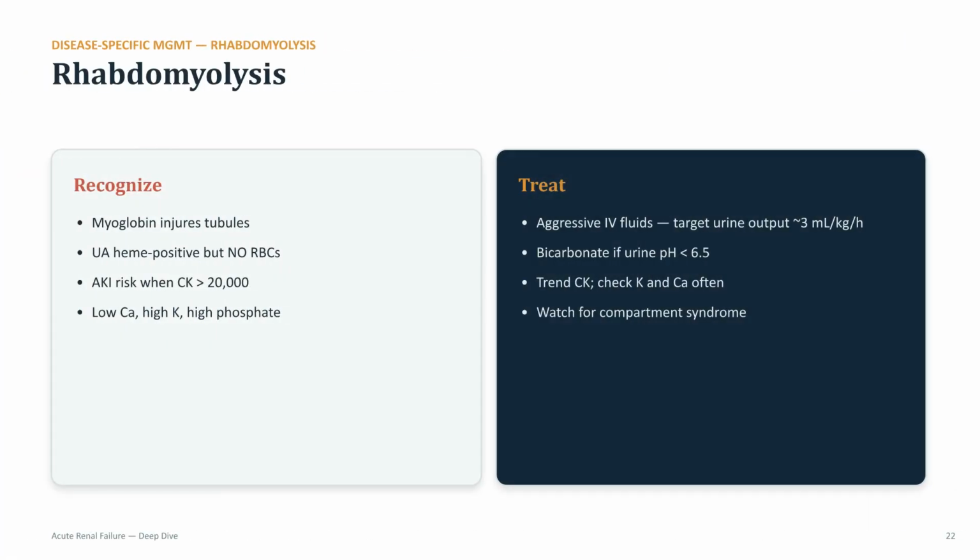Obstructive uropathy requires prompt decompression. Use a Foley catheter for bladder-level blocks or a percutaneous nephrostomy for higher obstructions. Once relieved, be prepared for post-obstructive diuresis and manage it by carefully replacing fluid losses to prevent hypovolemia.